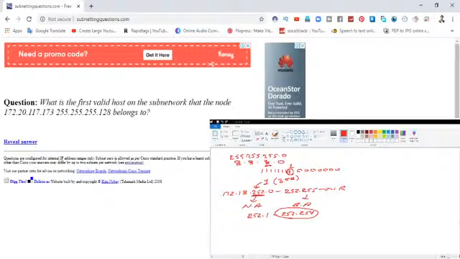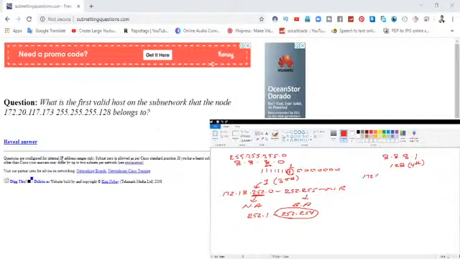Now, the next question is, what is the first valid host on the subnetwork that this node belongs to? Again, a very simple question. Here we have 255.255.255.128, meaning we have 1 bit on in the last octet. So we have a jump of 128 in the 4th octet.